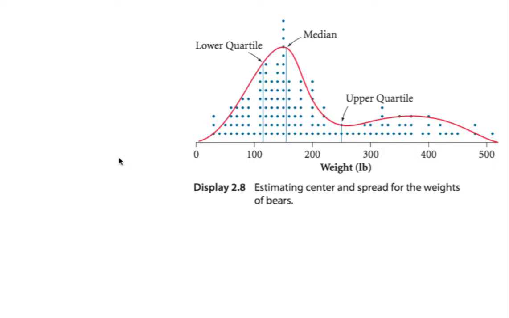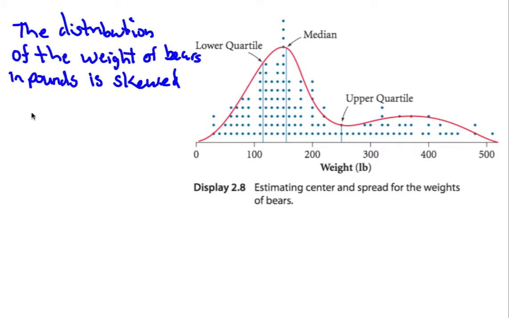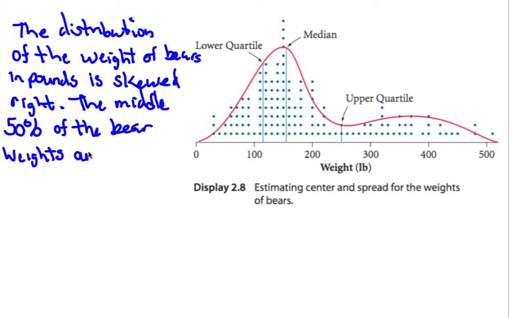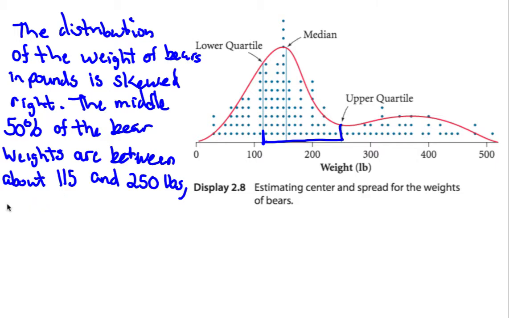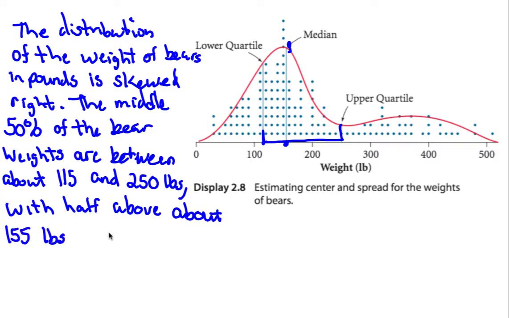Let's find a sentence to describe this distribution. The distribution of weight of bears in pounds is skewed right. The middle 50% of the bears is weighted between, and we want to figure out the value of our lower quartile and upper quartile. So 50% of our bears is weighted between about 115 and 215 pounds, with half above our median, which would be about 155 pounds, and half below.